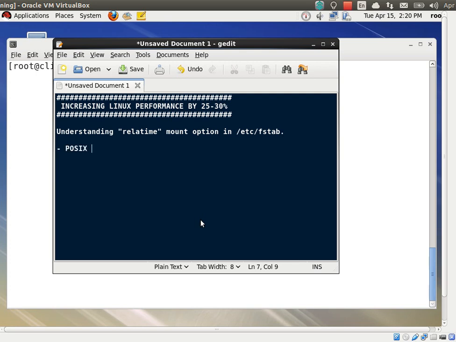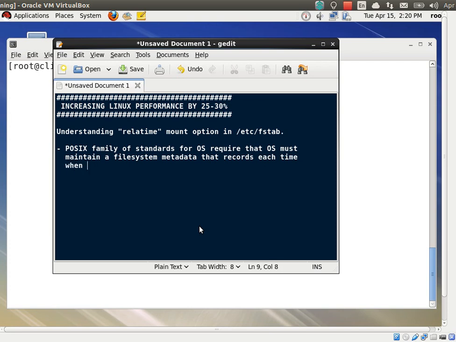POSIX family of standards for operating systems require that the operating system must maintain a file system metadata that records each time when a file was last accessed, last modified, or last changed.